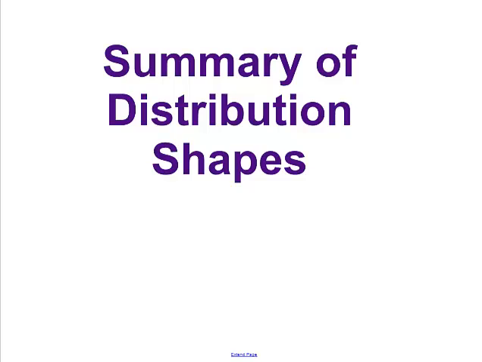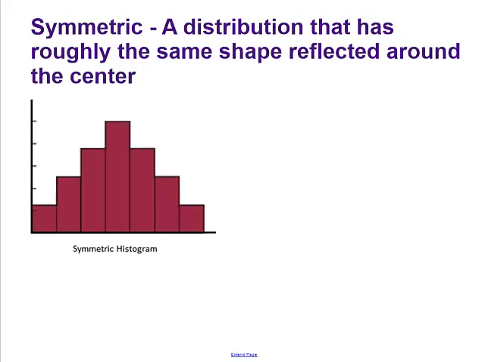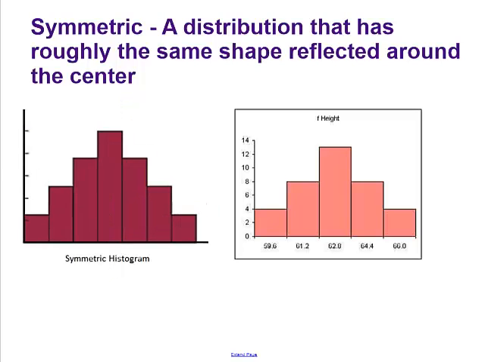The first one we are going to talk about is the symmetric distribution. It has roughly the same shape reflected around the center. An example of a graph that is symmetric is here. If we took a mirror and held it right down the middle, we could see that what is on the left is reflected over here on the right. Another example: if we tried to fold this graph in half, we would see that it would match up and be symmetric.